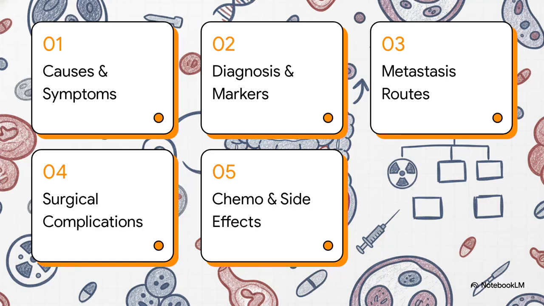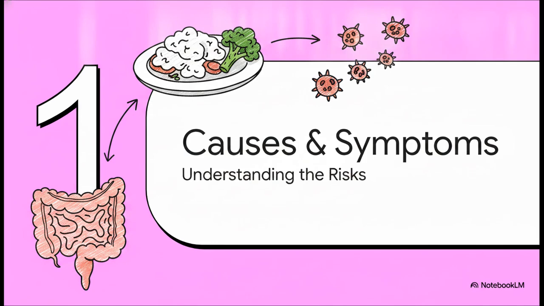Here is our high-level roadmap to compartmentalize all this clinical information. We'll start with causes and symptoms, move into diagnosis, track how the cancer spreads, and finally look at surgery and chemotherapy. Starting right off with Section 1, Causes and Key Symptoms.